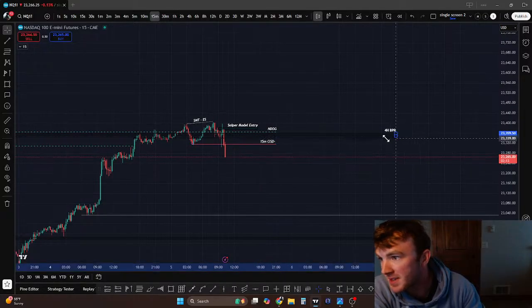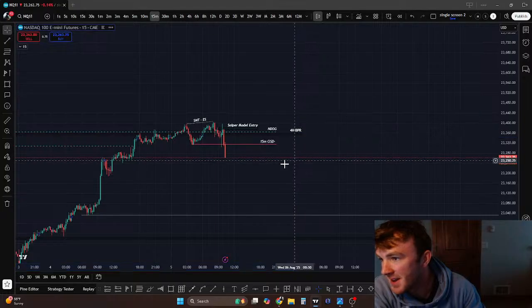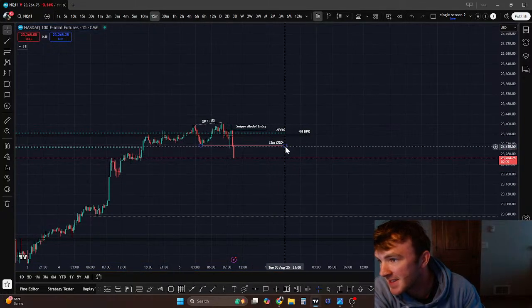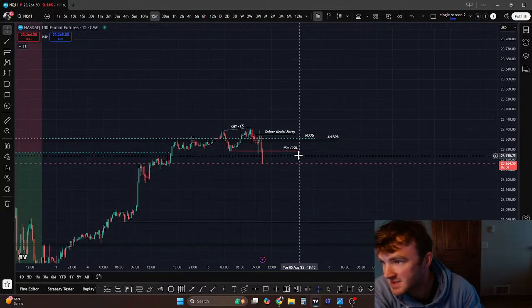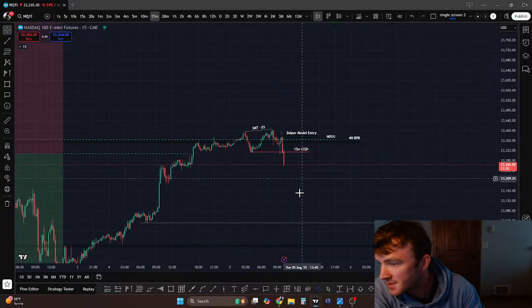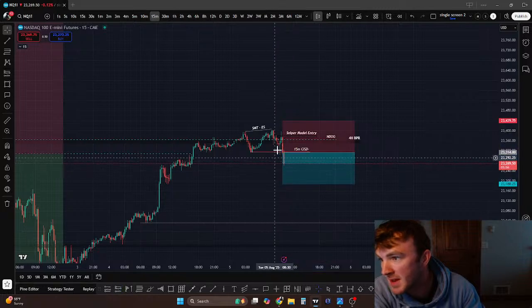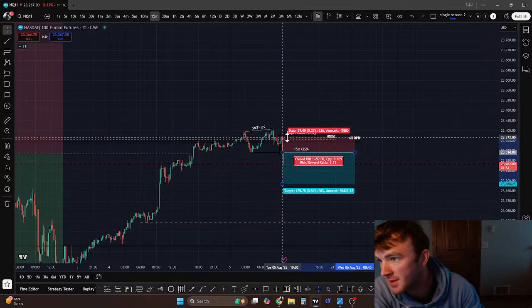I almost took this. That's okay. I was so close to taking this. But it just happened too fast, and I was like, rather safe than sorry. But you could have even taken this on the close. This would have been a really good one to take on a close, in my opinion.